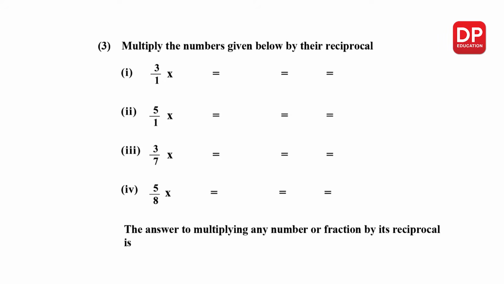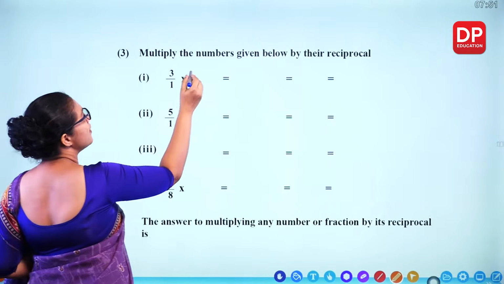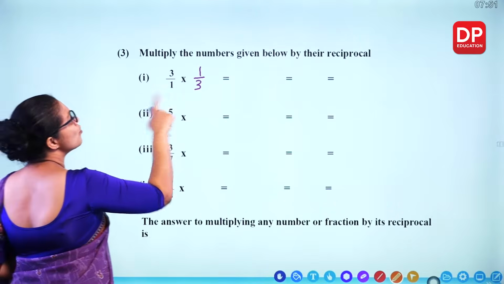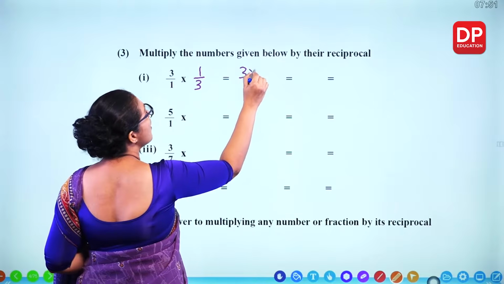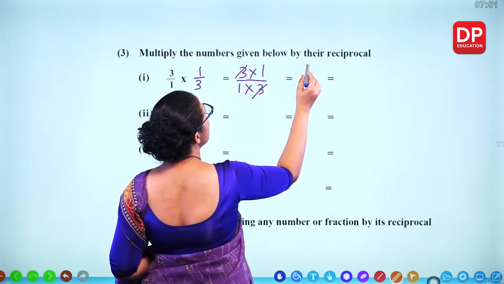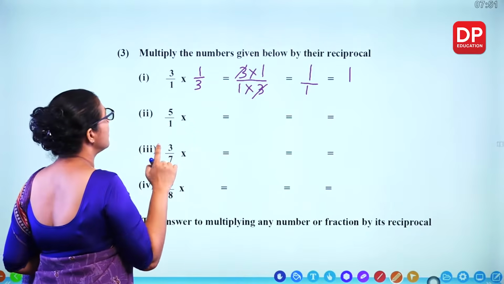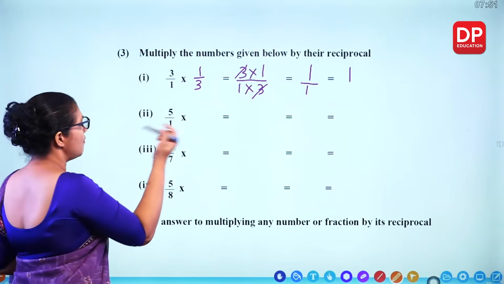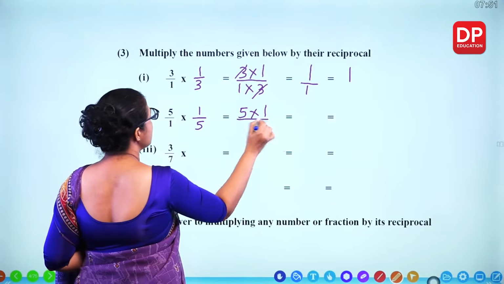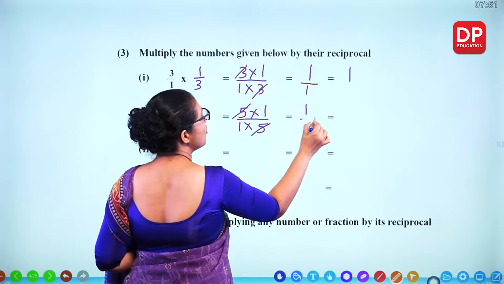Multiply the numbers given below by their reciprocal. 3 over 1. What's the reciprocal of 3 over 1? 1 over 3. Now multiply these two fractions. 3 times 1, 1 times 3. Here 3 and 3 get cancelled out. You get 1. 1 over 1 is the same as 1. 5 over 1. What's the reciprocal? 1 over 5. Then you multiply the numerators and denominators separately. Again you get 1 over 1.